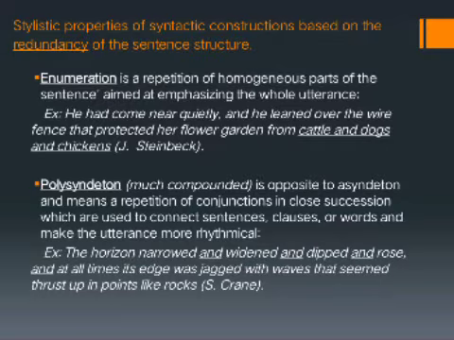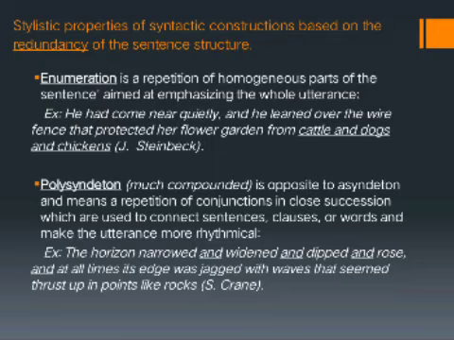The second stylistic property of syntactic constructions based on the redundancy of the sentence structure is enumeration. Enumeration is the repetition of homogeneous parts of the sentence aimed at emphasizing the whole utterance. An example of enumeration is, he had come near quietly and he leaned over the wire fence that protected her flower garden from cattle and dogs and chickens. What was highlighted in that sentence is the cattle and dogs and chickens.